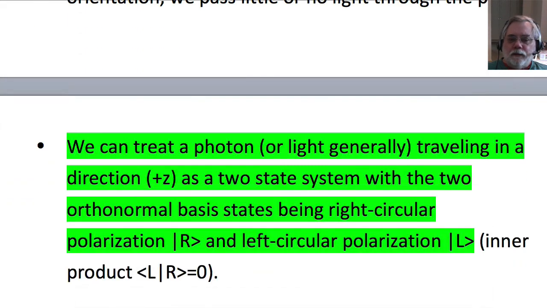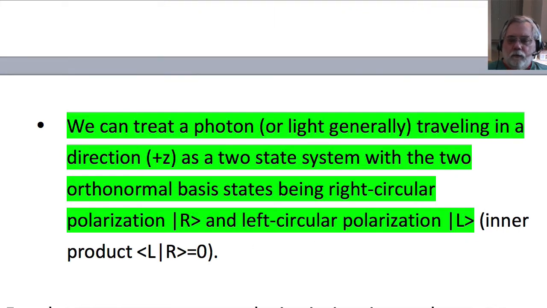We can treat a photon or light generally traveling in a direction, plus z, as a two-state system, with the two orthonormal basis states being right circular polarization, ket R, and left circular polarization, ket L. And the inner product between them will be 0. They're orthogonal.